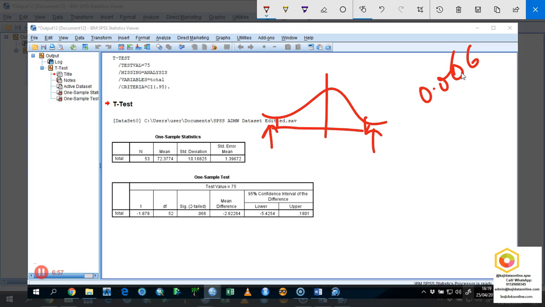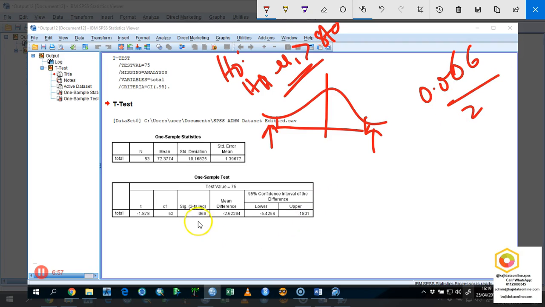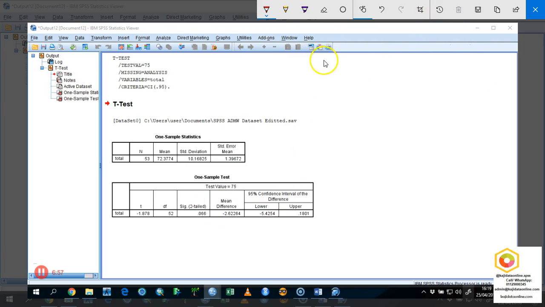Faham? Kalau awak punya null alternatif ada direction, contoh mu 1 lebih daripada standard, maka awak perlu bahagi 2. Ini yang saya kata bahagi 2 ni tadi, sebab ini untuk 2 hujung. Kalau untuk 1 hujung, maka awak tak payah bagi. Okey? Kalau ini untuk total kedua-dua hujung. Kalau untuk 1 hujung, maka awak kena bahagikan.